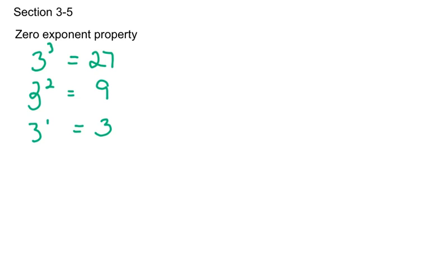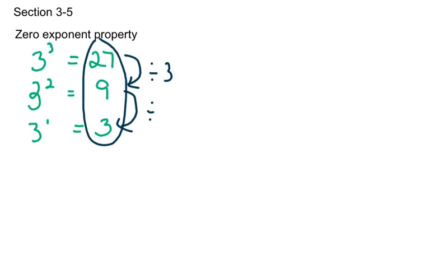Now I want you to see what the pattern is. How are we changing these numbers in this column here? If you look at 27 and you go to 9, we are actually dividing by 3. If you start at 9 and go to 3, we are dividing by 3. So if we add another row, 3 to the 0 power, that means we would take this 3 and divide it by 3, and that will give us 1. So that tells us that 3 to the 0 power is 1.